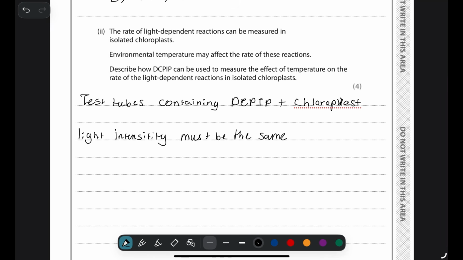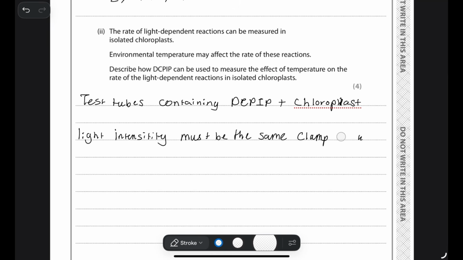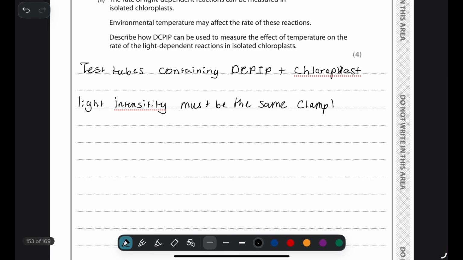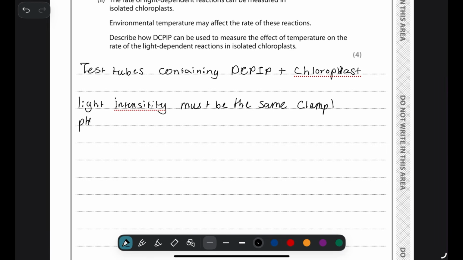And we can do this by putting a lamp or a dark room or something like that. Not a dark room really, not for this. But yeah, putting a lamp will help you to control the light intensity. Now, we also need to think about other variables. So I think it would be a bit remiss of us to just put one. So I'm thinking, what other things can we do? Well, the pH of the solution is a good one. The volume of DCPIP. You just need to be thinking about these things when you have a practical question.